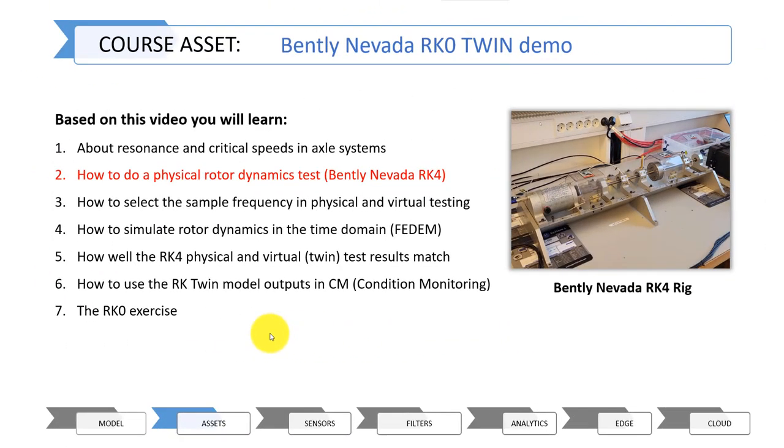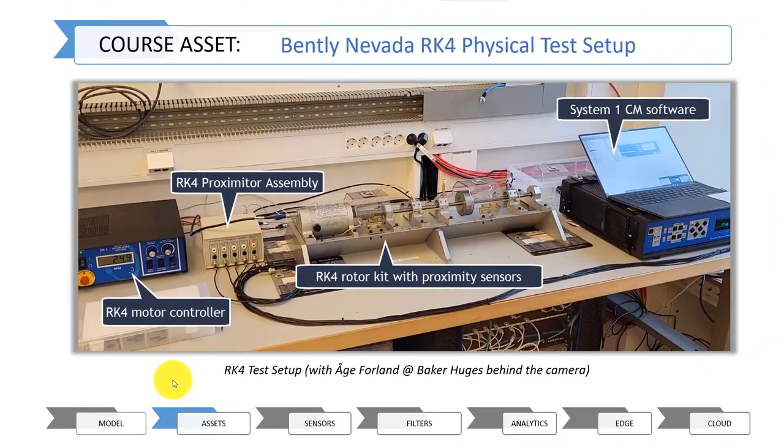Next point on my list is to show how you can do a physical test of the RK4 rotor system. Here you see the RK4 test setup. It has a motor controller that is using a sine sweep function to accelerate the rotor system through critical speeds. Then you have a data acquisition system which is sampling the proximity sensors and transfers the data to the laptop, where you have some proprietary software which is visualizing the responses from the sensors.